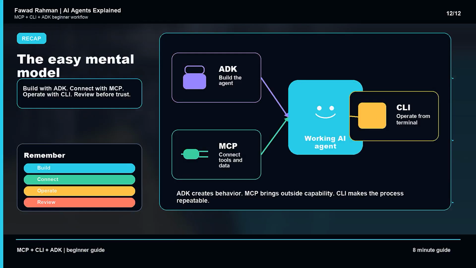Here is the whole lesson in one simple model. ADK is where you build the agent. MCP is how the agent connects to external tools and context through a standard protocol. The CLI is how you operate the workflow from the terminal: create, run, evaluate, and deploy. Start small. Build one useful tool call. Run it locally. Add MCP only when the agent needs real outside context. Evaluate before deployment. And always keep a human review step. That is the beginner path from AI idea to working agent.